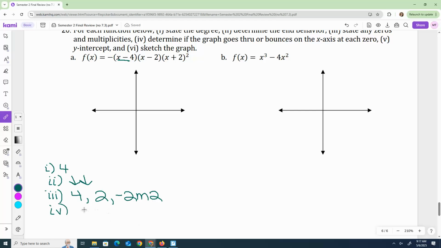Bounce or through, that's based off the multiplicity. If it's an odd multiplicity, so this is just 1, 4, 1 is odd, so it goes through. We have 1, 2. 1 is odd, so it goes through. But this one had a multiplicity of 2. We have to hit that place twice. So even bounce.